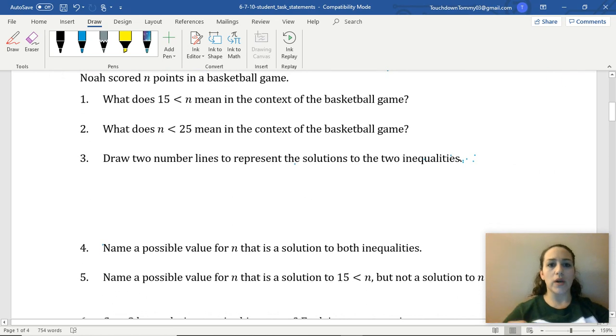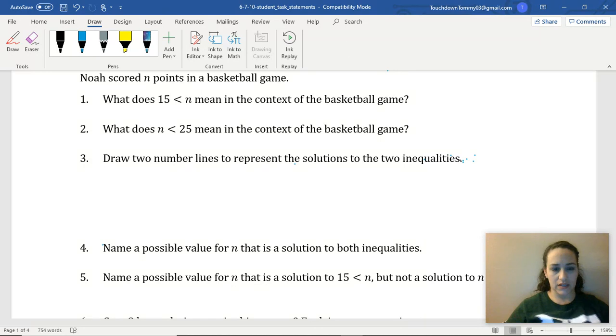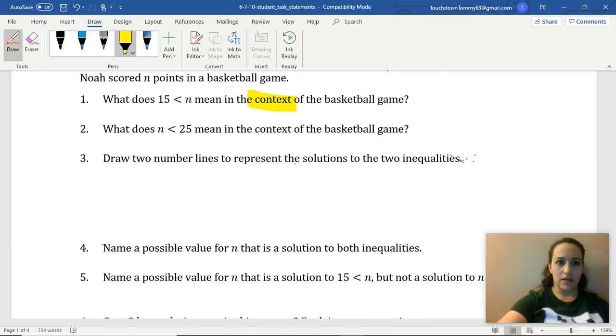All right, Noah scored N points in a basketball game. So we're looking at, what does 15 is less than N mean in the context of a basketball game? All right, context. That word context there, another word we could use is situation. So in the scenario of a basketball game, in the basketball game situation, what does 15 is less than N mean? Well, N is points.